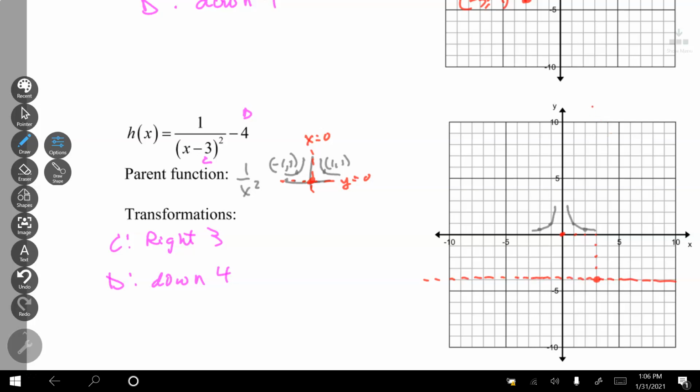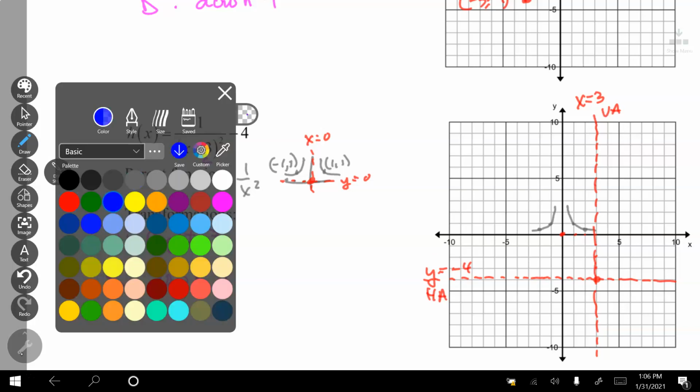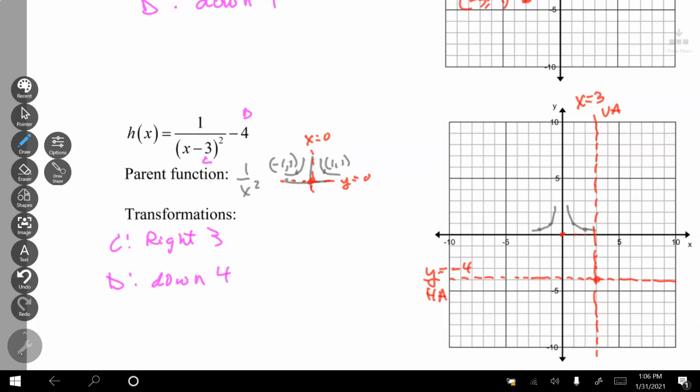So keep that in mind when I draw this graph, because this graph has 2 branches. I have x equals 3 and y equals negative 4 as my VA and my HA. Now I'm going to draw this graph. There's no flipping, there's no multiplying, it's just a C and a D. So this point at 1, 1, I'm going to go right 3, 1, 2, 3, and down 4. 1, 2, 1, 2, 3, 4. So I'm right here at the point 4, negative 3.